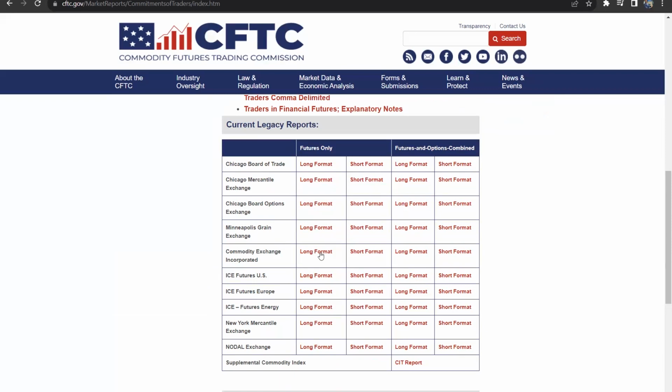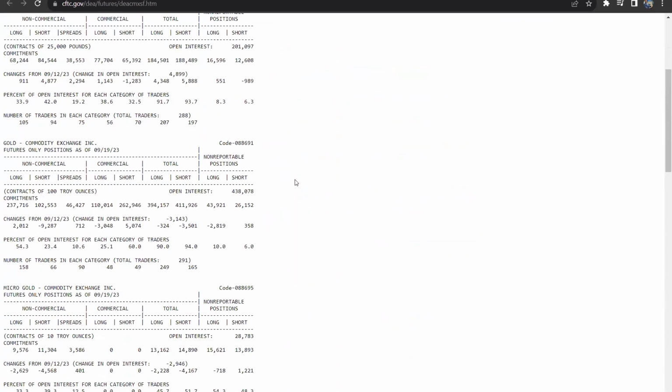and then you can choose short format or long format. Basically, we need the futures only, so we don't want options combined. So we just want the futures. So if we click commodity exchange incorporated, long format or short format, let's go for short format. We can go, and then we're going to have this.